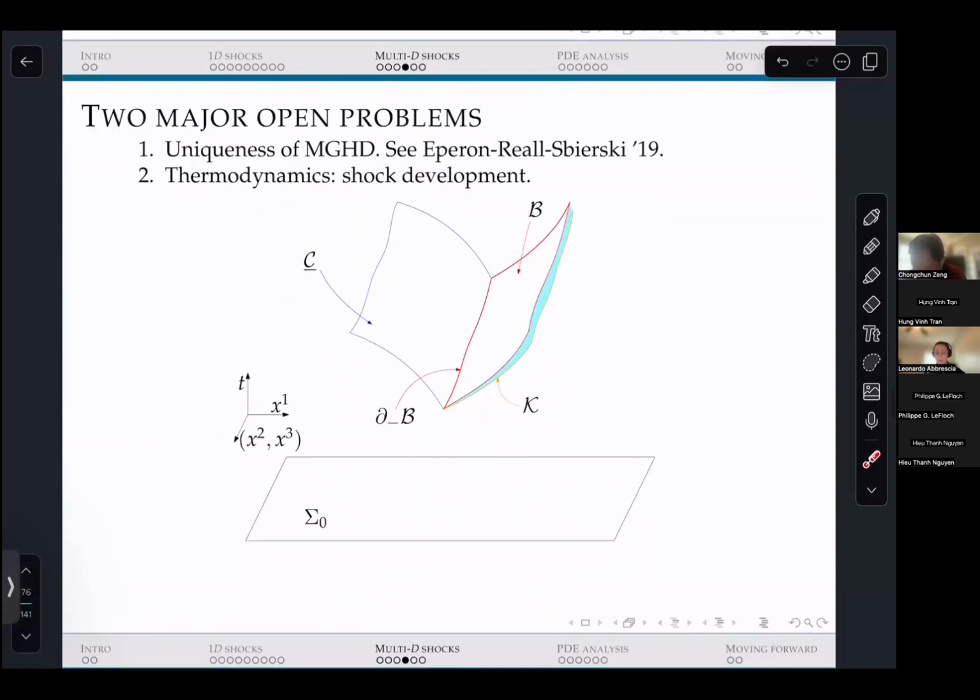So here's the picture of the open problems. Let me tell you first the first open problem, which is the issue of uniqueness. I told you that the Cauchy horizon prevents uniqueness from breaking because it prevents the characteristics from forming the bottom piece of the cusp over here. So why am I telling you it's still an open problem? Well, my work doesn't tell you anything about the solution over here. And in fact, there's this very nice result by Eperon, Reall, and Sbierski in 2019 that for very reasonable hyperbolic equations, you cannot prove uniqueness of the maximal globally hyperbolic development unless you know the whole thing and then prove that it satisfies a geometric property, that property being that it lies on one side of the boundary.